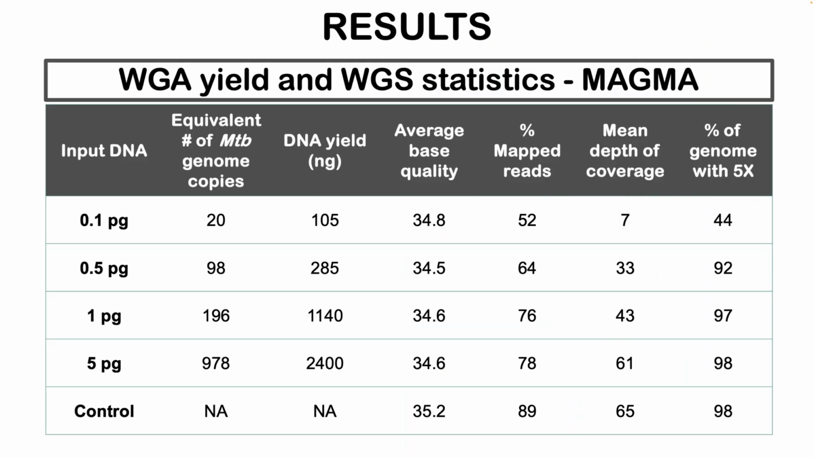Looking at the whole genome amplification yield and basic WGA WGS statistics as an overview in this table, I'll walk you through the key findings. The DNA yield post WGA showed a notable increase with higher input DNA amounts, ranging from 105 nanograms from the 0.1 picogram input all the way to 2,400 nanograms yield from the 5 picogram input DNA.